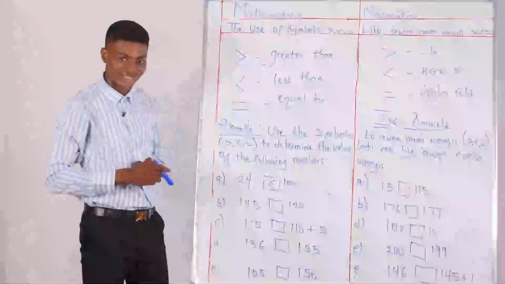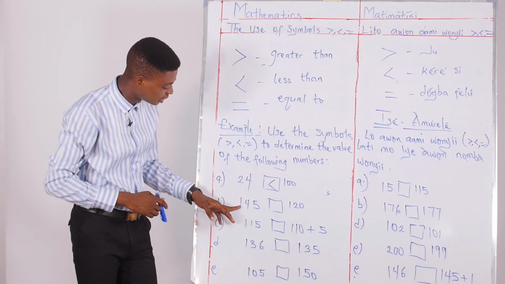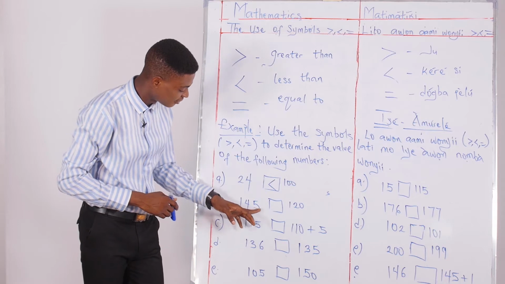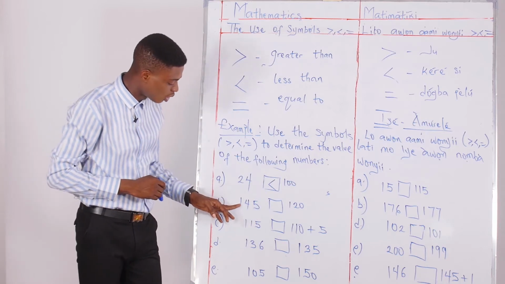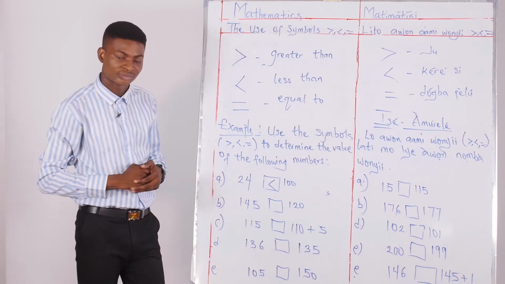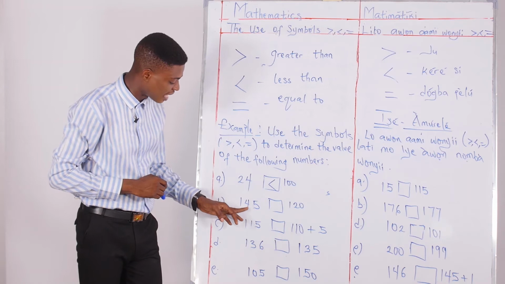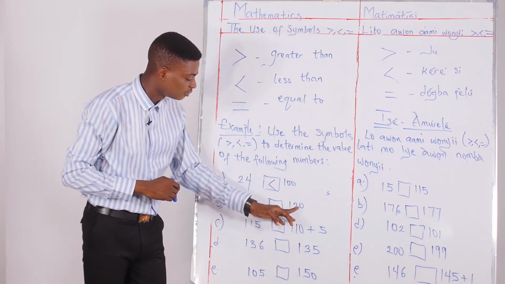Now let's move on to the next example. I have 145. And yet I have 120.